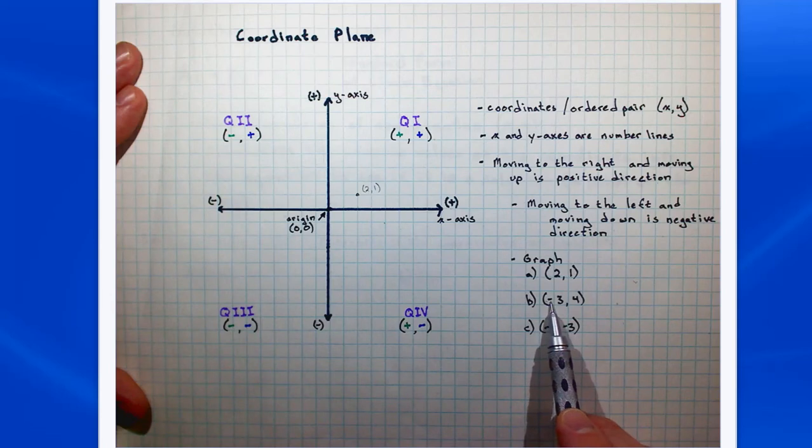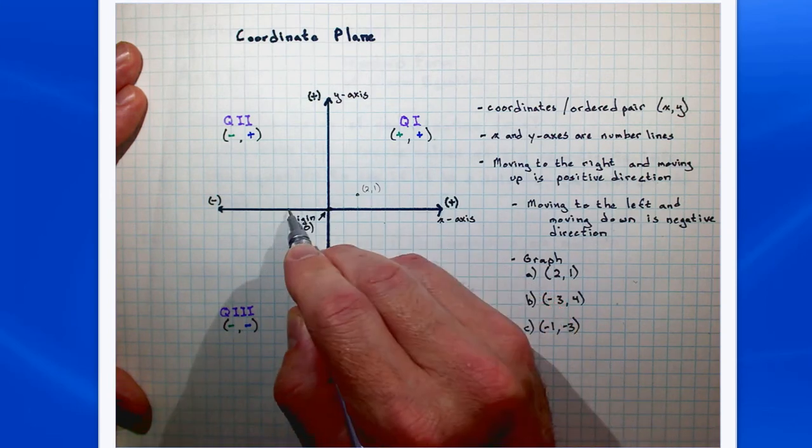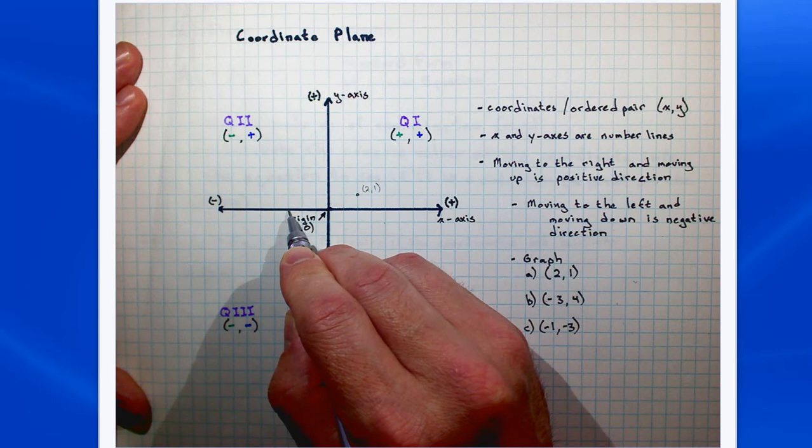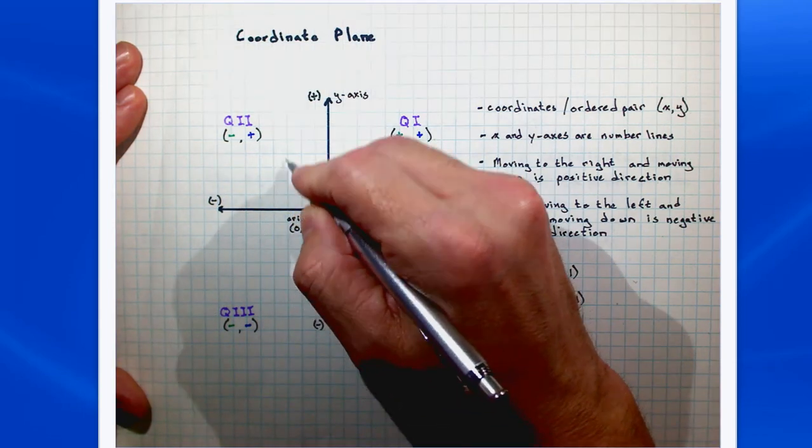I'm going to start at the origin and move -3 units, which means to the left 3 units: 1, 2, 3. This is where I'm at on the x-axis. The next thing I'm going to do is move +4 units. Positive means up, and I'm going to move 4 spots: 1, 2, 3, 4.